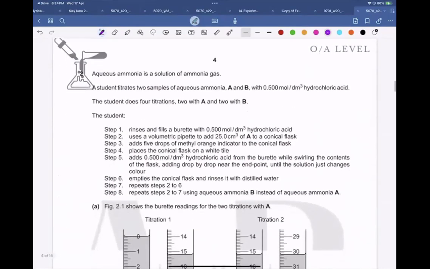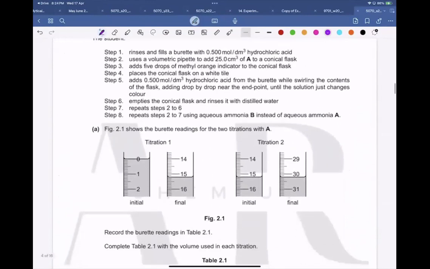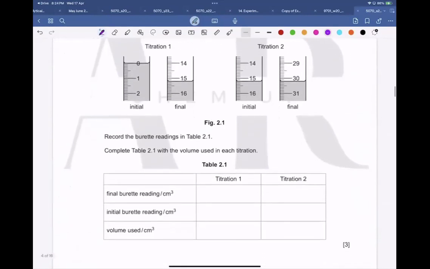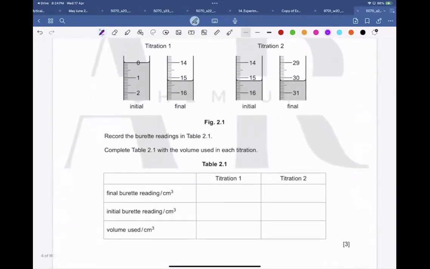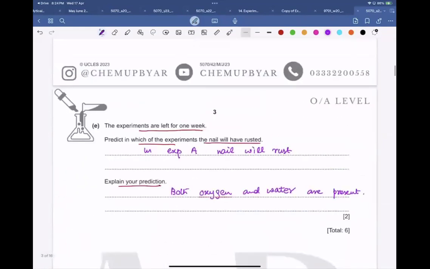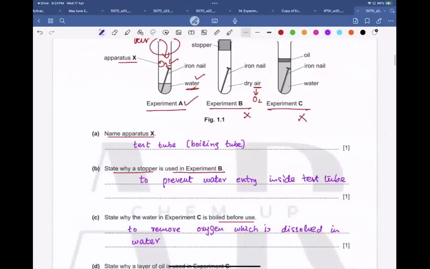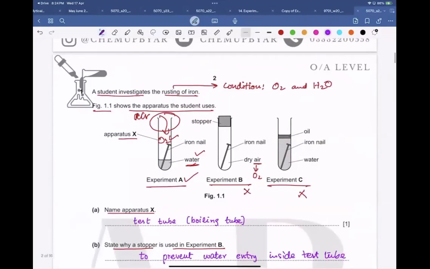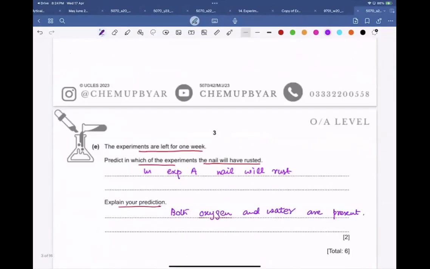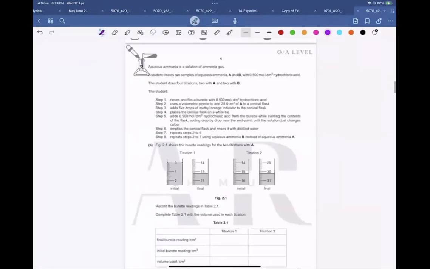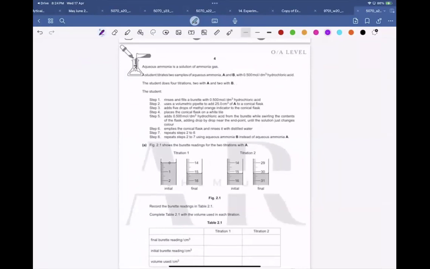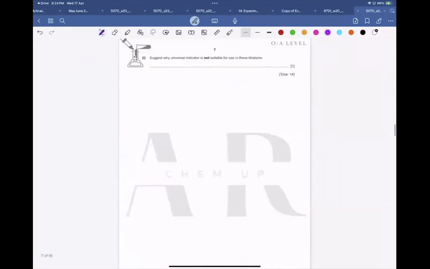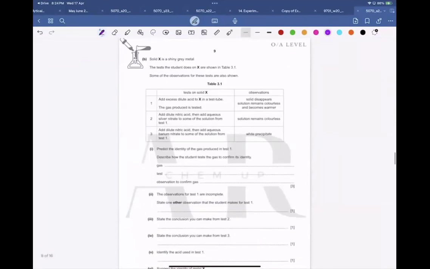Now, question number 2. See, in every paper, you are going to get one question on a titration. The first one usually varies. Sometimes it will be from rusting, or instead of rusting, it's from chromatography or fractional distillation or any other experimental technique. One question always comes from the titration.